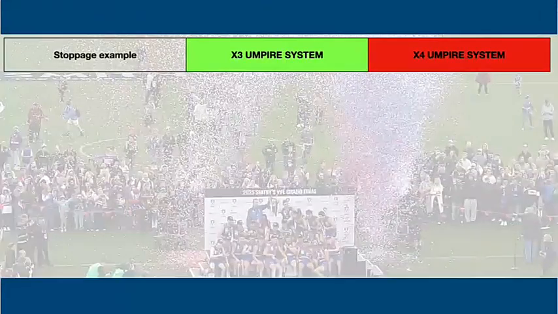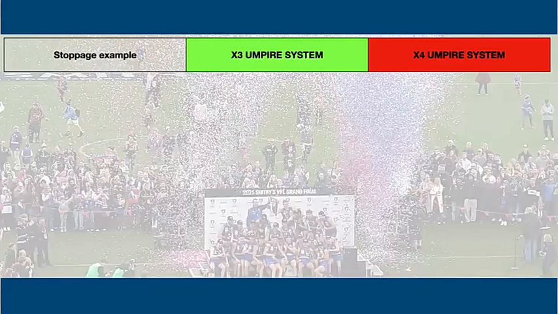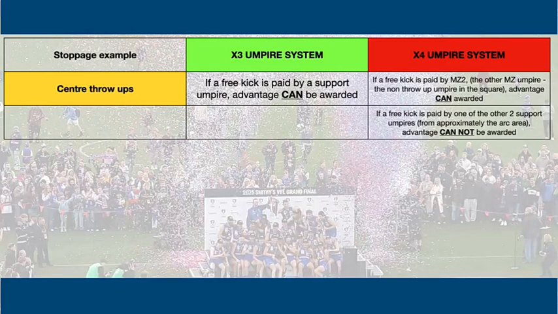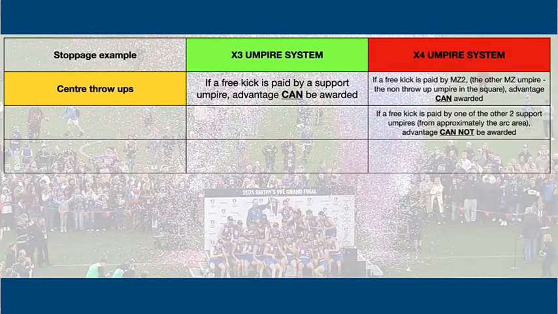There we go. Okay, so looking at advantage in different situations. We need to understand the 3 umpire system versus a 4 umpire system. At centre throw-ups, in a 3 umpire system, a free kick can be paid by a support umpire and advantage can be awarded. In a 4 umpire system, if the free kick is paid by the mid-zone 2, the non-throwing up umpire, advantage can be awarded. However, if the free kick is paid by one of the support umpires in the end zones in a 4 umpire system, we cannot pay an advantage at the centre throw-up.